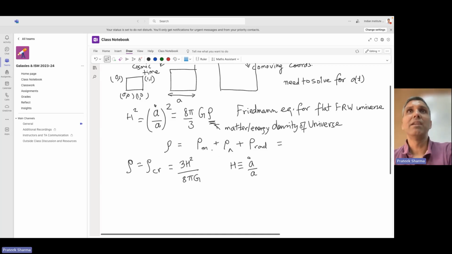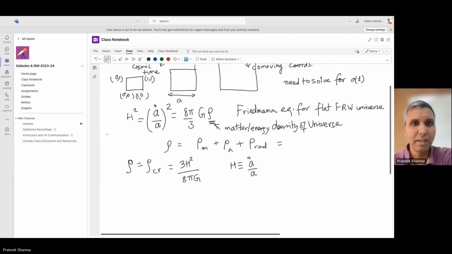So normal matter, as the universe expands, the density of normal matter decreases. If you have the same amount of matter and the universe has become bigger, the physical density of that matter goes like 1 by a cube. Basically, a increases with time, 1 by a cube decreases with time.